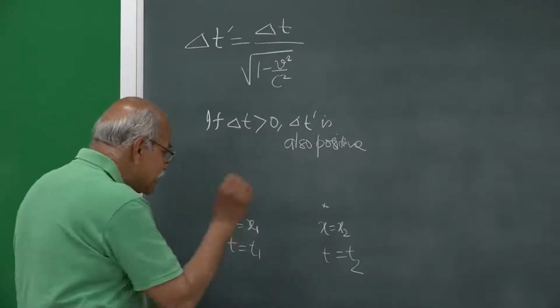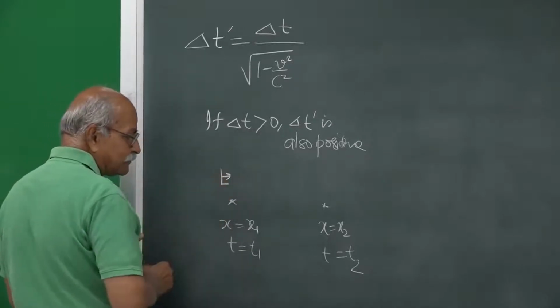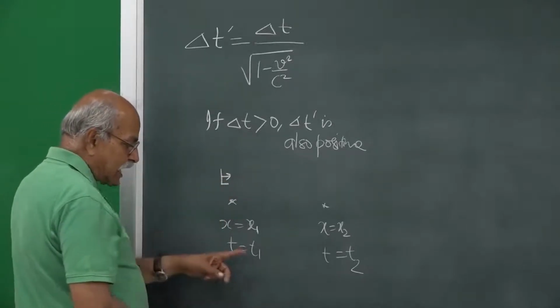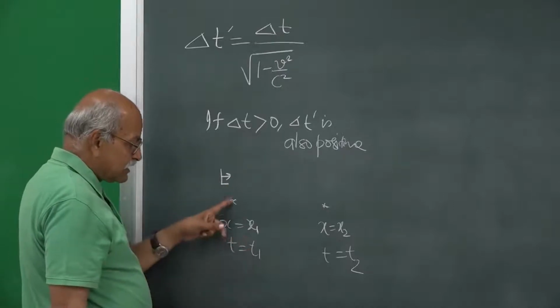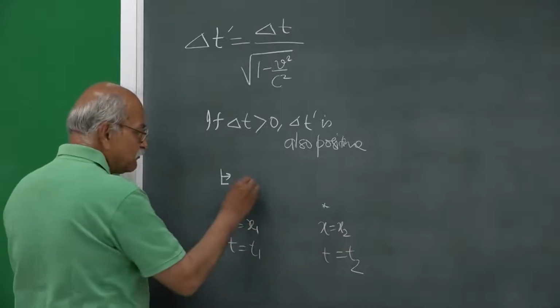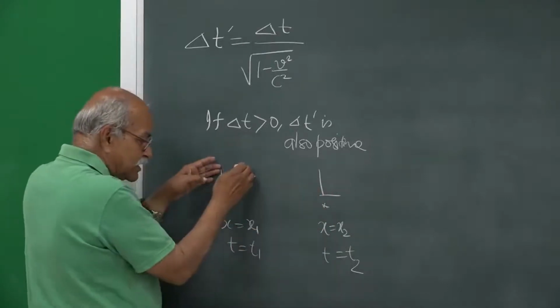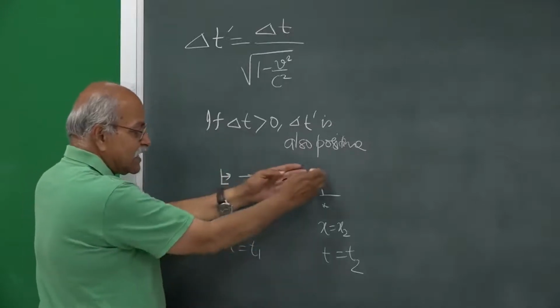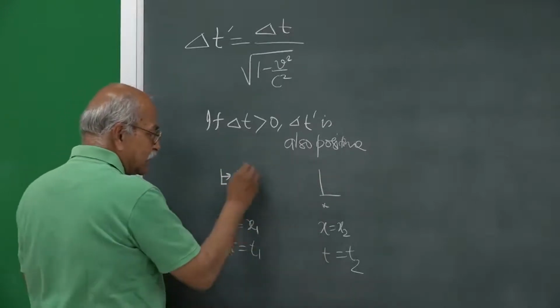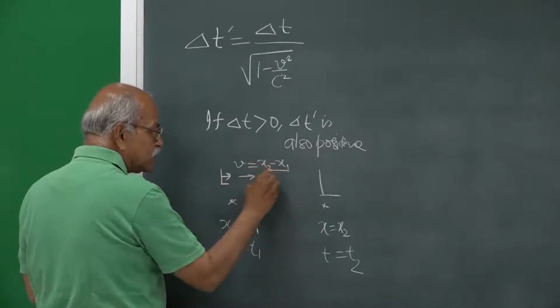Surely, if there is a frame which is moving in such a way that at this time the frame is here and at this time the frame is here. So, if you have a frame which is moving this way and this frame is present at this event as well as at this event, this velocity will be then x2 minus x1 by t2 minus t1.